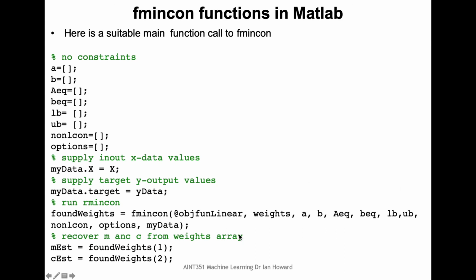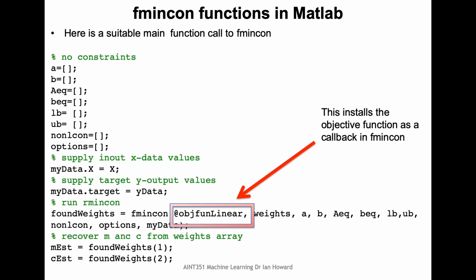Then we call the function. We give it our objective function, we give it the weights, which are going to contain the m and the c. We give it all of these other parameters because we have to. If you look at the call in the help, we have to give it this options thing, which is also empty, and then we give it my data, which is my list of data, and then we run it. What it returns is, in the first element, the estimated gradient, and the second term is the estimated offset, right?